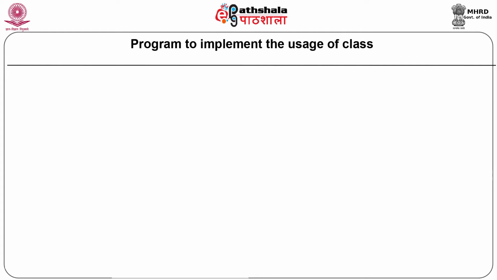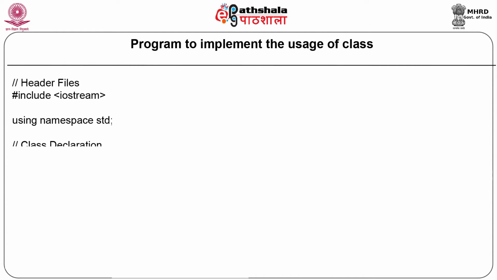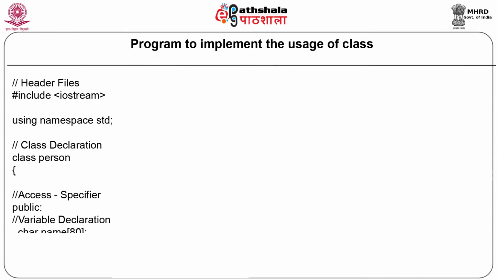We will see the complete program with the class. Header file, #include <iostream>, using namespace std, class declaration, class person. Now here the access specifier is public, and two variables have been declared: name of type character array and integer number. The class ends.